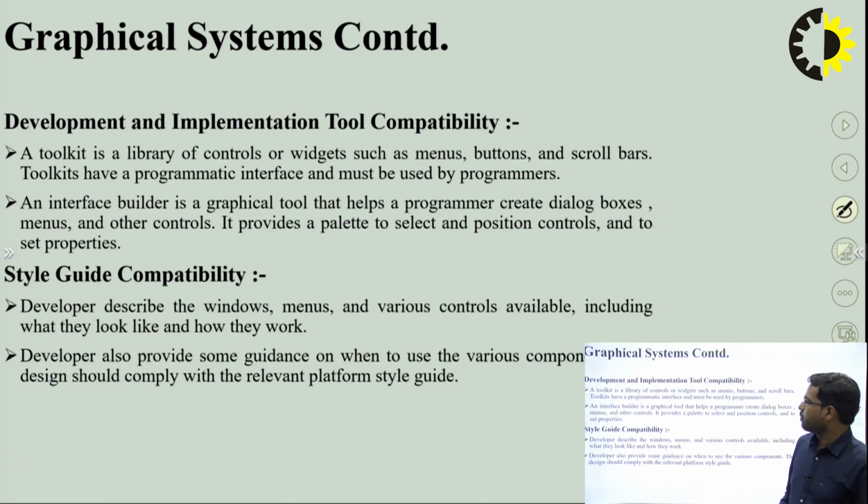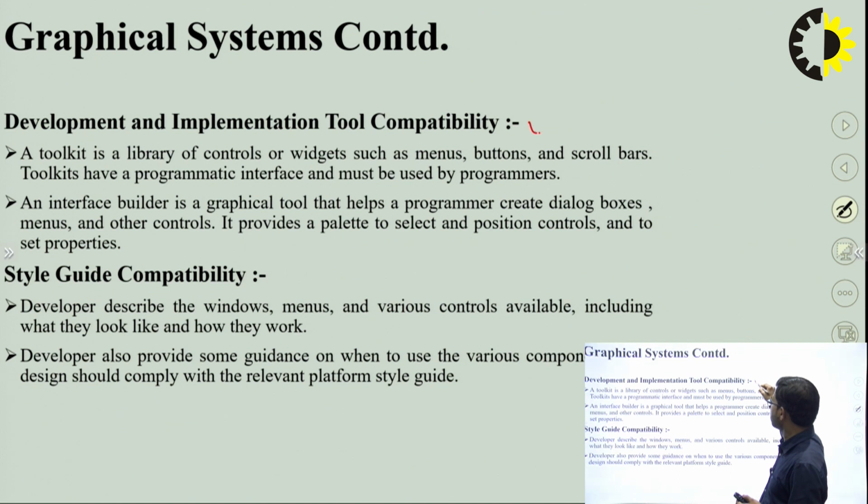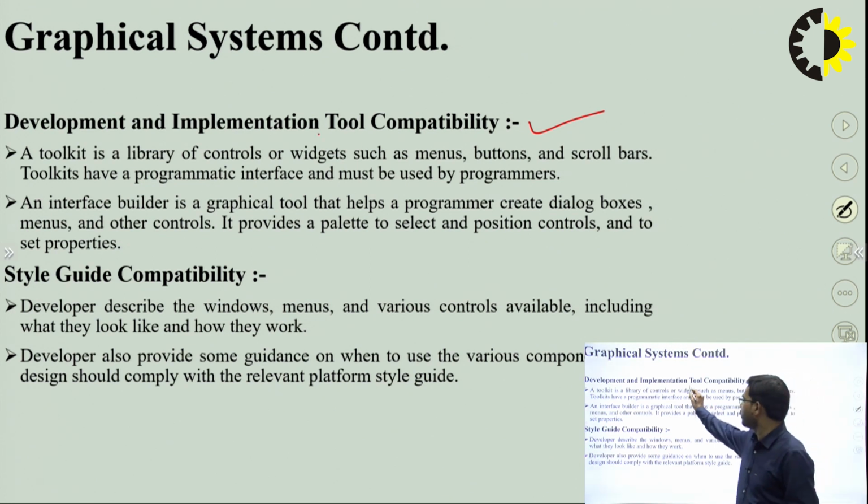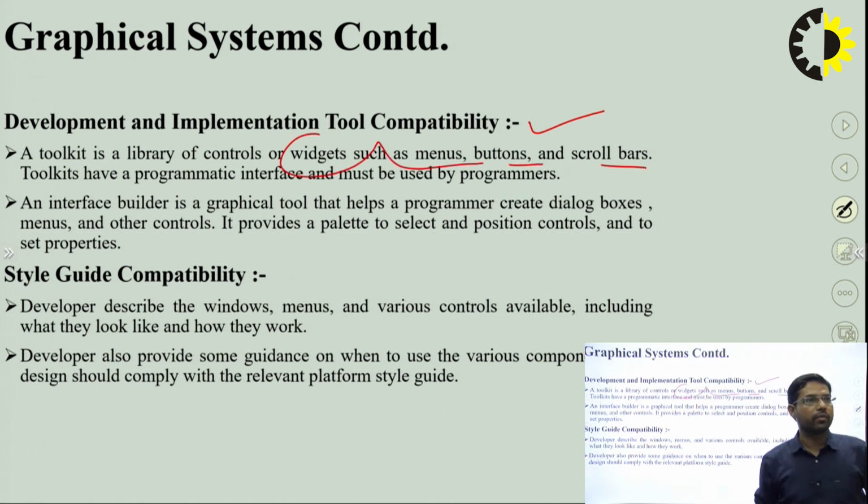Next is development and implementation tool compatibility. If we are using Linux, Apple Mac, or the Windows operating system, we have to consider development and implementation tool compatibility. A toolkit is a library of controls or widgets such as menus, buttons, scroll bars. So a toolkit has a programmatic interface and must be used by the programmer.